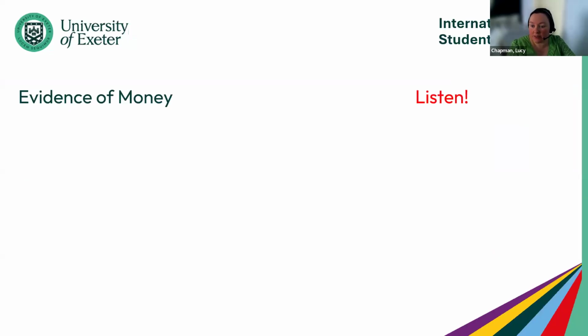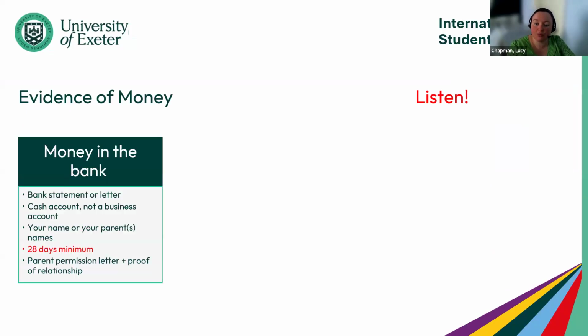Now you know how much money you need to have, but how do you prove that you have this? Listen carefully here because it's the most common reason for a visa refusal. Most students will use a bank statement or letter from the bank. The money must be in cash funds that you can immediately access in an account like a current or savings account. It cannot be held in a business account.